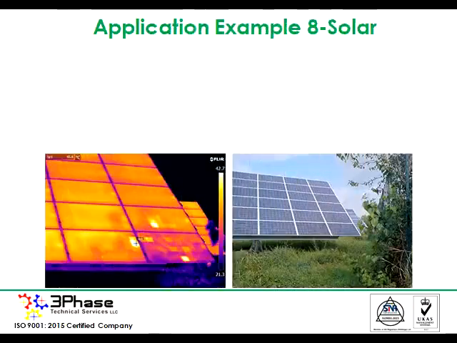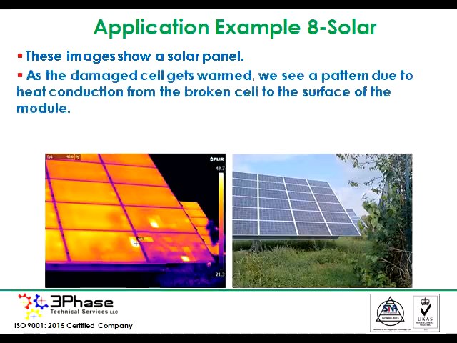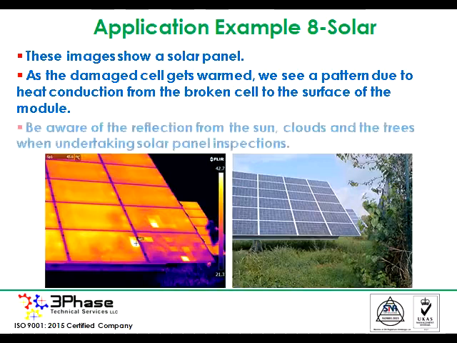Application example 8, solar. These images show a solar panel. As the damaged cell gets warmed, we see a pattern due to heat conduction from the broken cells to the surface of the module in the thermal image. Be aware of the reflection from the sun, clouds and the trees when undertaking solar panel inspections.